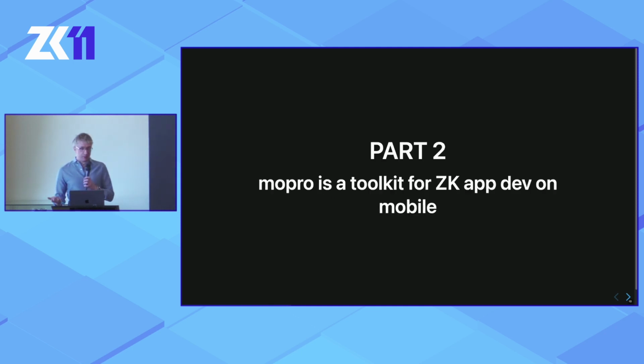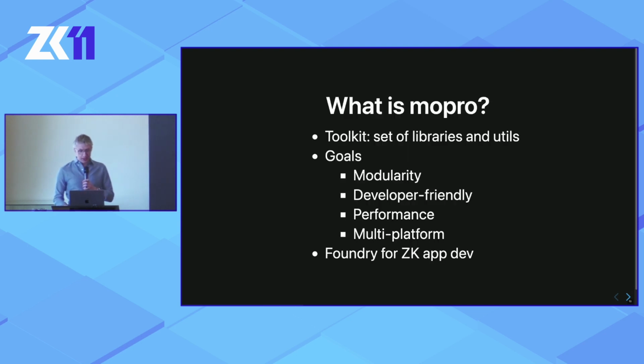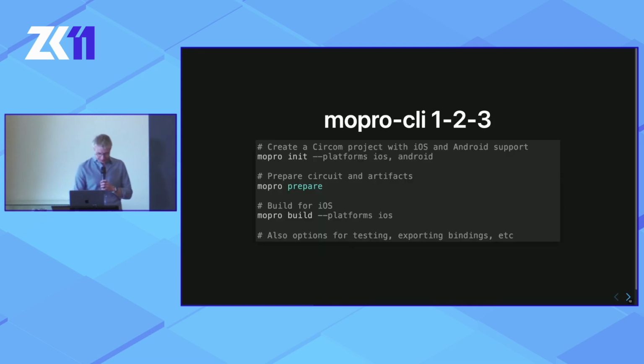So Mopro is a toolkit for ZK application development on mobile. It's a set of libraries and utilities with a bunch of goals. Modularity is a big one, so it should be easy to add new proof systems and platforms. Developer friendly, so it's very easy for developers to get started writing ZK applications. It has a focus on performance, both fast proving and low memory usage and these types of things. Multi-platform, so you can write your ZK application once, and then it works on multiple platforms, be it Android, iOS or React Native or whatnot. And you can think of it a bit like Foundry for ZK application development.